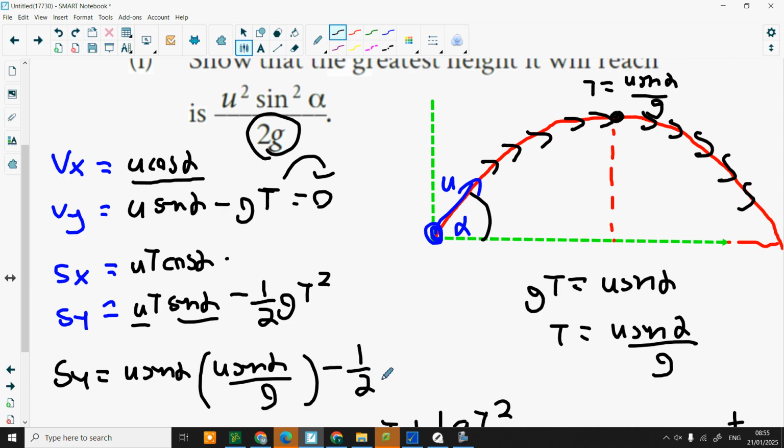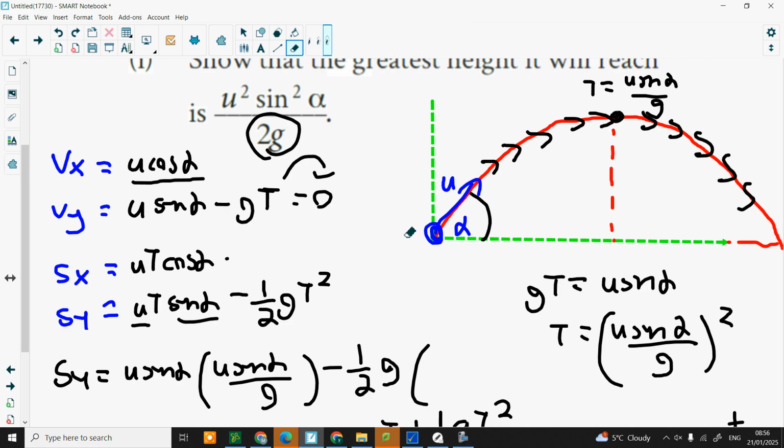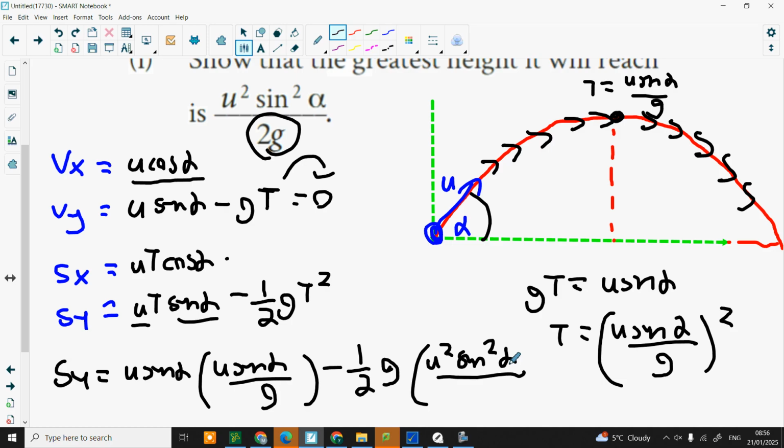Is it better the second time around? Probably sticks a bit better. Square t, what happens when I square t? What happens if I literally square it right now? Multiply u by itself. Multiply sine by itself. There you go. U squared sine squared alpha.